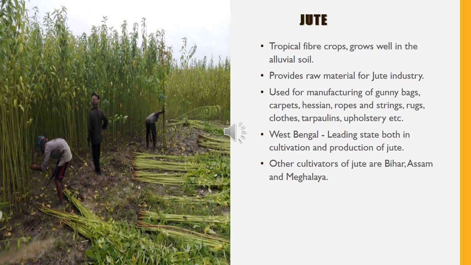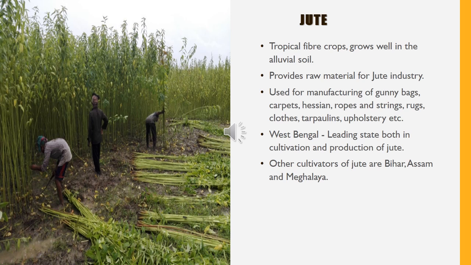Then jute. We have discussed sugarcane and cotton. Jute is a tropical fiber crop that grows well in alluvial soil, like rice. Rice is also cultivated in tropical regions and in loamy alluvial, fertile soil. Jute provides raw material for the jute industry.